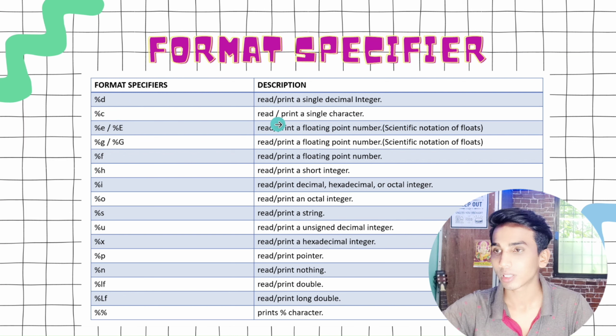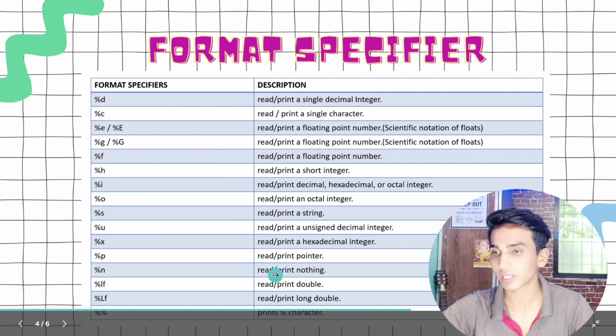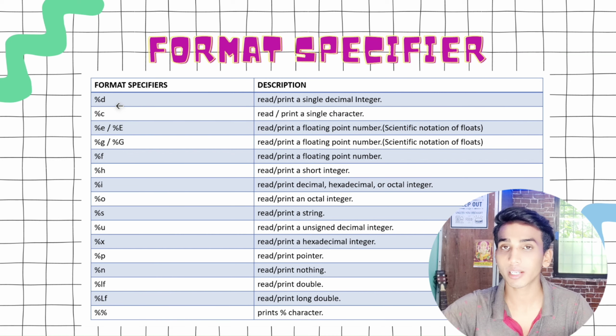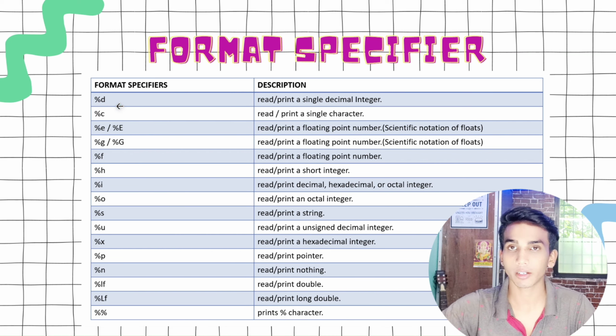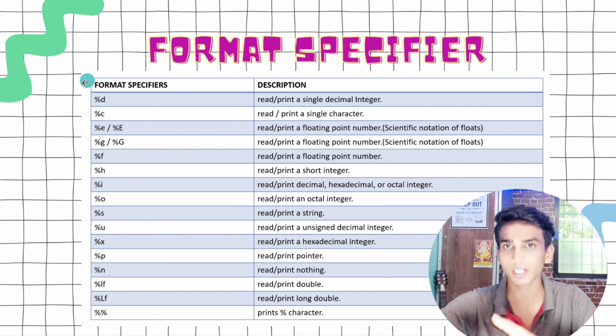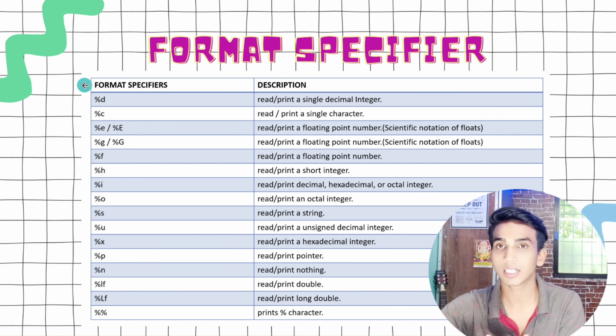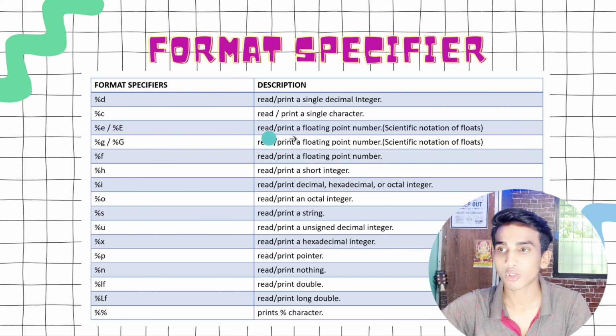Percentage d just takes integer type of data inside it. If we want to take an integer data in our variable or print an integer type of data, then we use percentage d. Percentage d is actually decimal, digit. D means digit. Digit is nothing but an integer. Also c, what does it do? C is a single character. A single character can be used by percentage c.